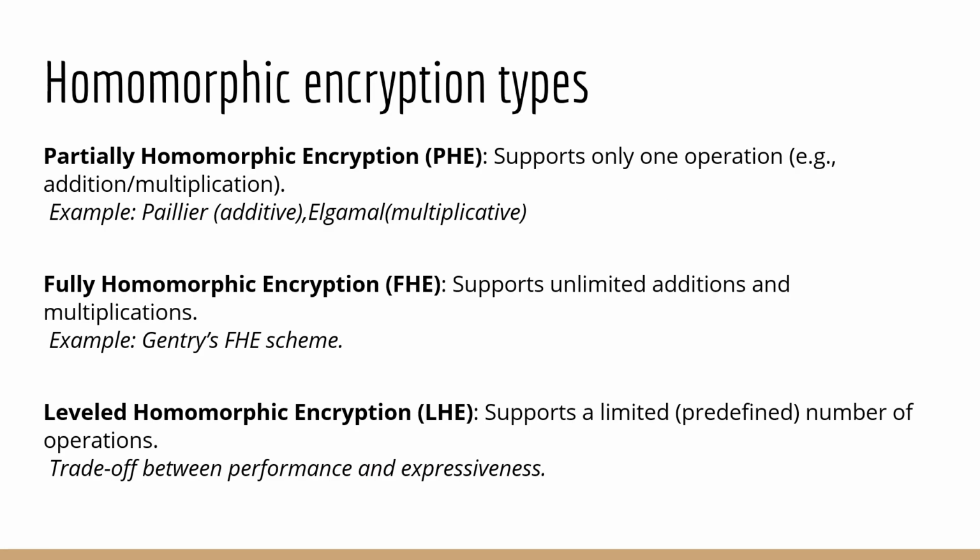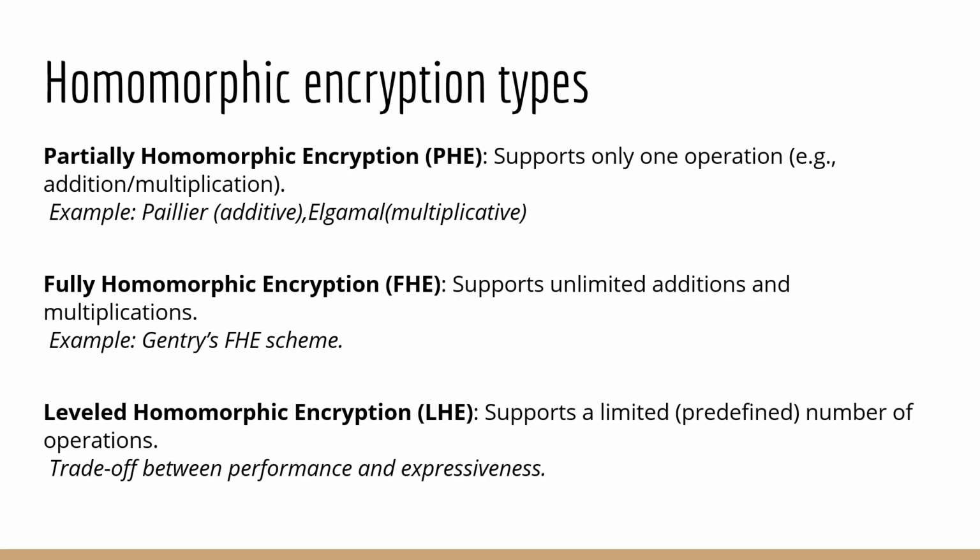Then we have homomorphic encryption types. We have partially homomorphic encryption, fully homomorphic encryption, and leveled homomorphic encryption. Partially homomorphic encryption is also called PHE. It supports only one operation, either addition or multiplication, but never both. If it supports only addition, the example we have learnt of is Paillier, which is additively homomorphic. If it supports only multiplication, an example is ElGamal, which is multiplicatively homomorphic.